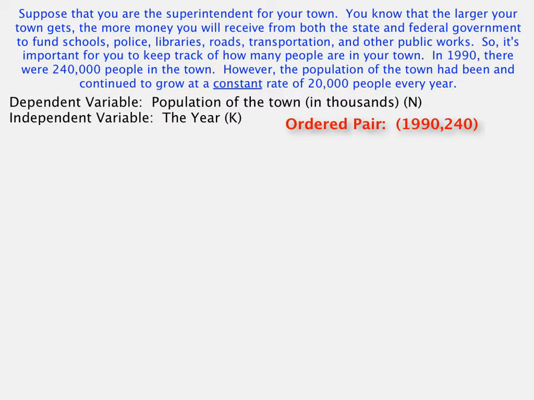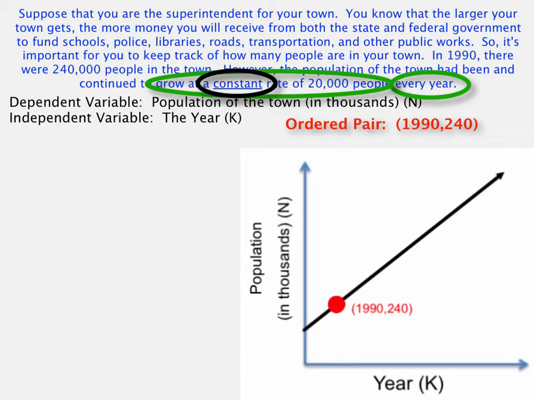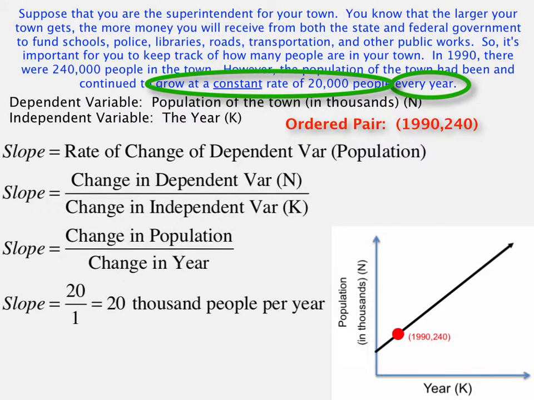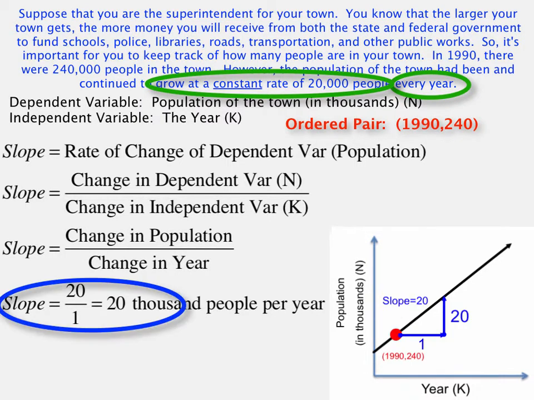Now note that we also have a rate of change for this population, that every single year that goes by, the population grows by 20,000 people. And note that the population of this town is growing at a constant rate. The rate of change never ever changes. So if you were to graph this population, it would actually be a line. That's why we're going to model it using a linear equation. So my claim is that 20,000 people every year represents the change in our population over the change in years. That's our slope. In this case, we would say our slope is 20, because of course we're working in thousands.